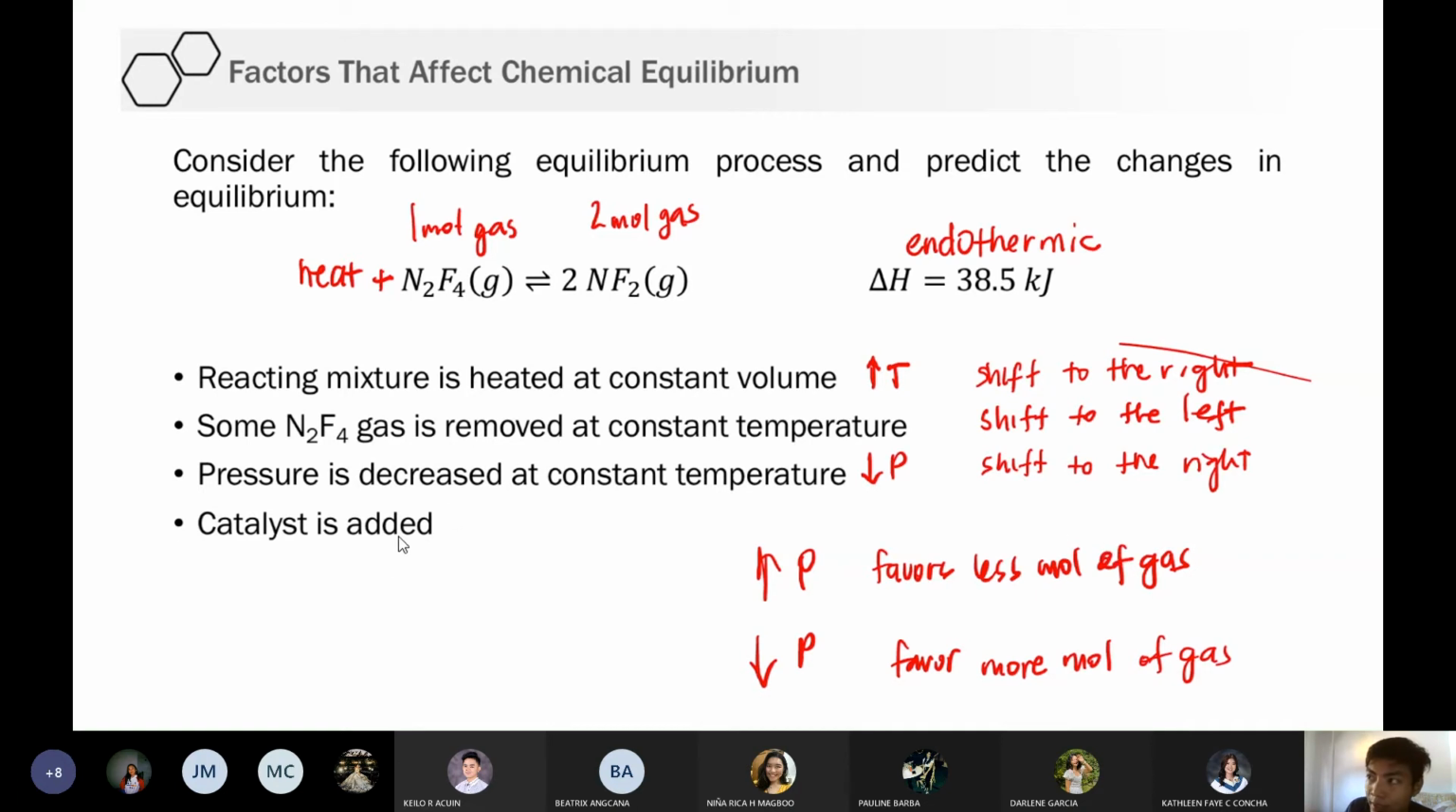Lastly, we have catalyst added. According to the previous slide, no effect. It doesn't shift the equilibrium in either direction. So again, catalysts will never change the equilibrium state. They will only speed up the reaction. They speed up the forward and the reverse reaction by lowering the activation energy.